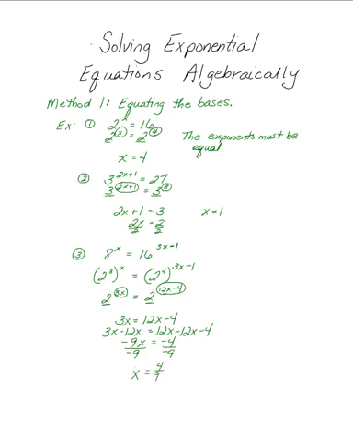Now this is a very specific method, and it can only be used when you can actually get the same bases on both sides of the equation. This is not a very common occurrence, but if it does happen, this method can be used as shown. Let's look at method 2.